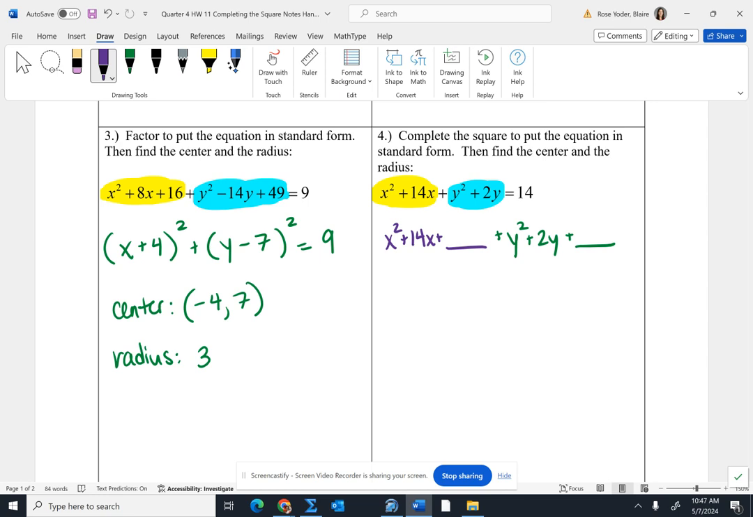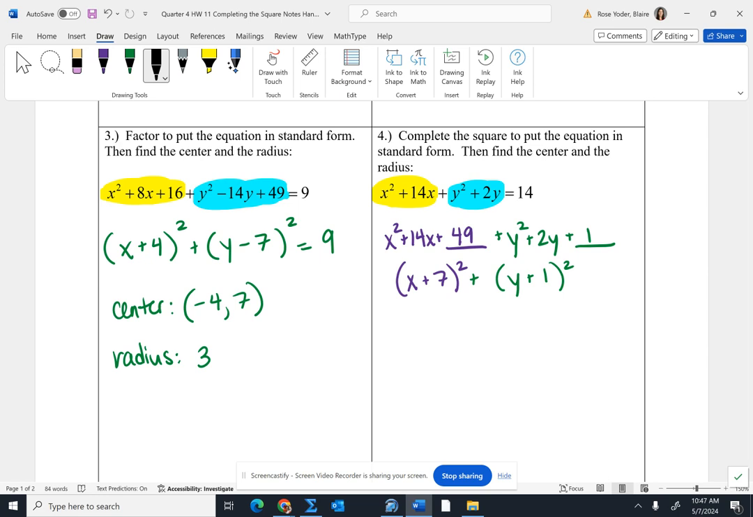This x squared plus 14x actually looks very similar to this blue one right here. It had a 49 with it, because if I split my 14 into two parts, it would be 7 and 7, which makes 49. So that factors into, it's positive 14x this time though, so x plus 7 squared. And then this next part, if I split my 2 into two equal parts, it's 1 and 1, which makes 1.